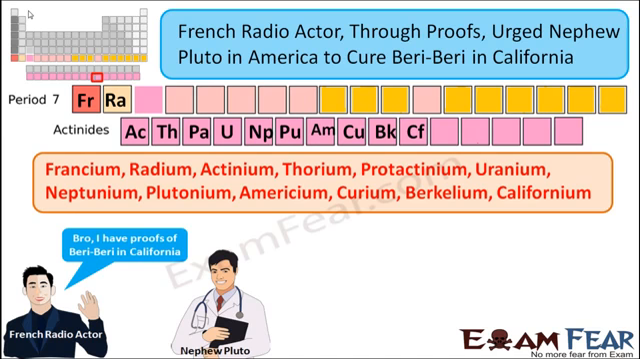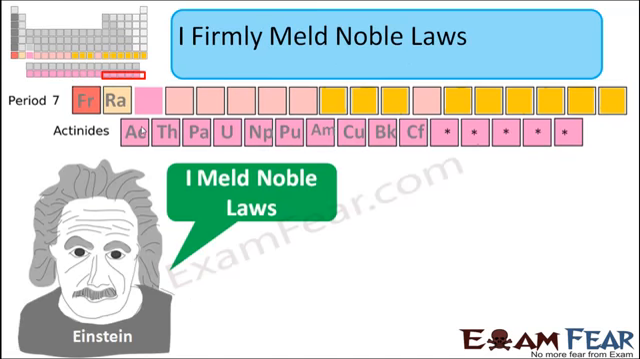So in period 7 as well, we have a total of 32 elements, and inside this period 7, we have the actinide series. So the element actinium marks the beginning of the actinide series. So actor reminds you of actinium, and actinium tells you that the actinide series has begun. Now let's move on to the second half of the actinide series.